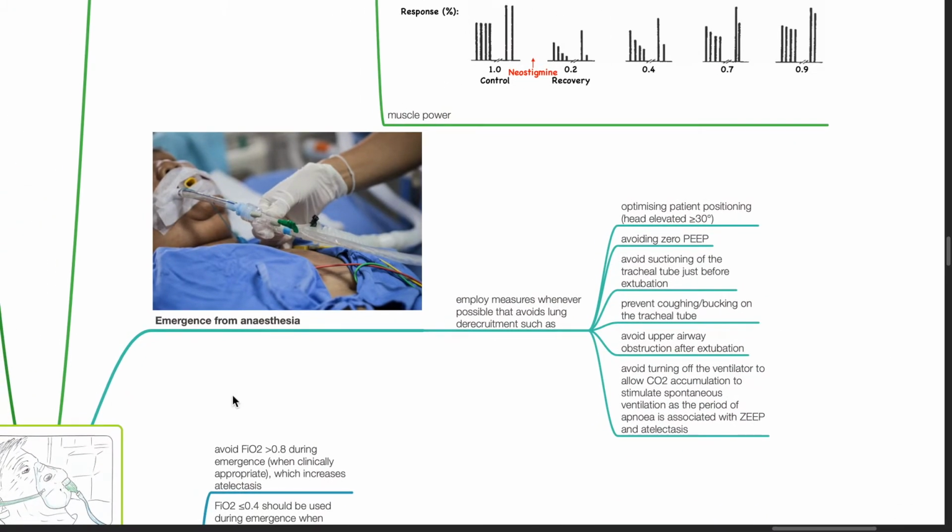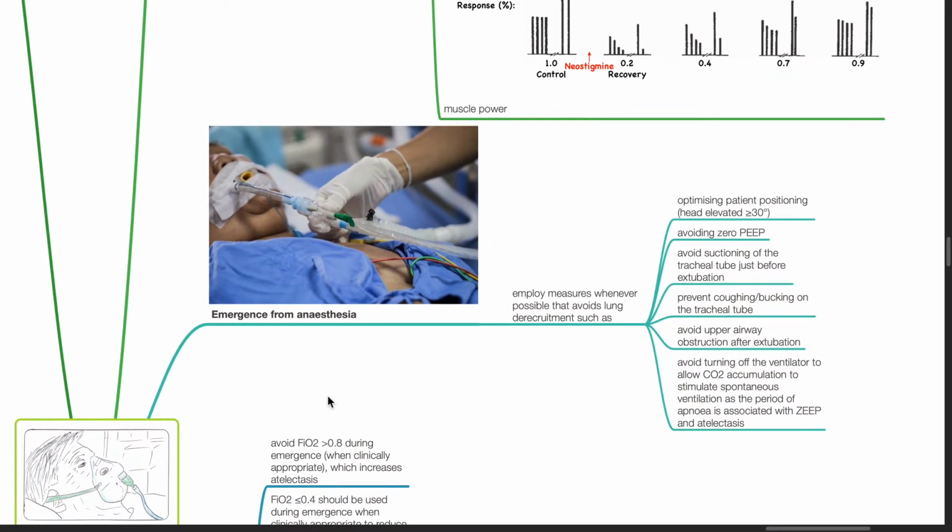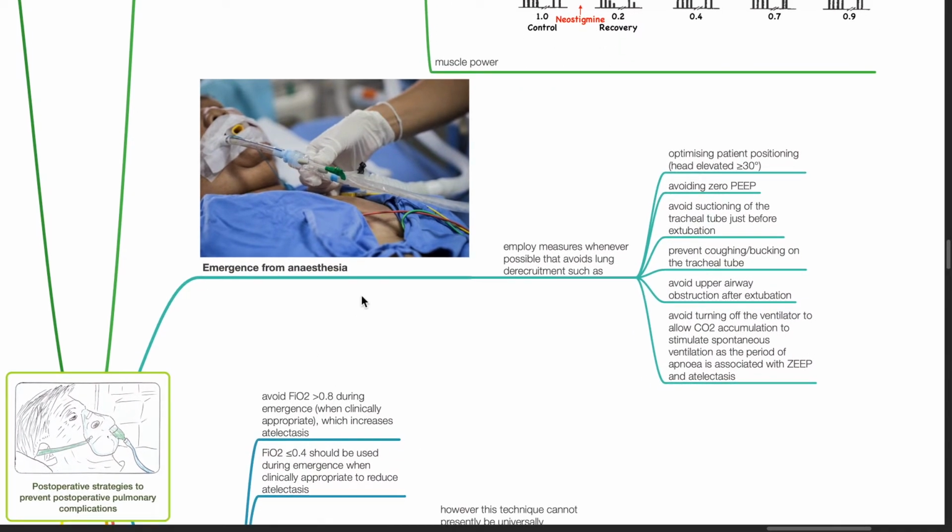Emergence from anesthesia. Employ measures whenever possible that avoid lung de-recruitment, such as optimizing patient positioning, elevating the head more than 30 degrees, avoiding zero PEEP, avoiding suctioning of the tracheal tube just before extubation, preventing coughing or bucking on the tracheal tube, avoiding upper airway obstruction after extubation, and avoiding turning off the ventilator to allow CO2 accumulation to stimulate spontaneous ventilation, as the period of apnea is associated with zero PEEP and atelectasis.